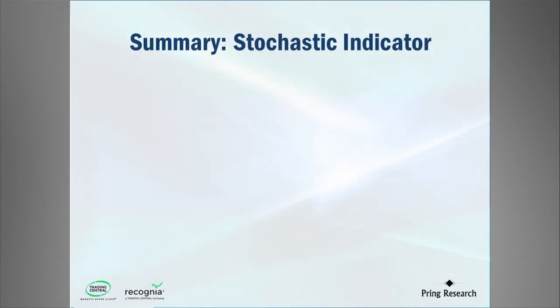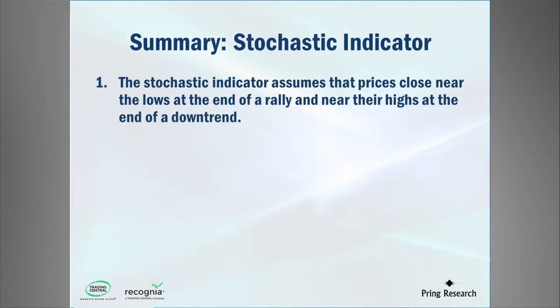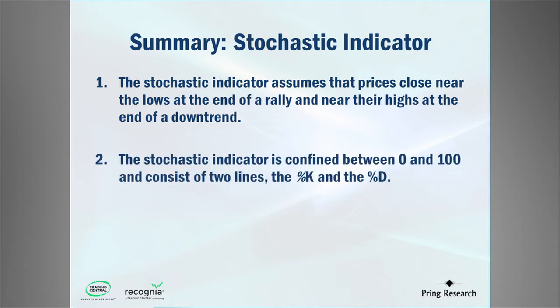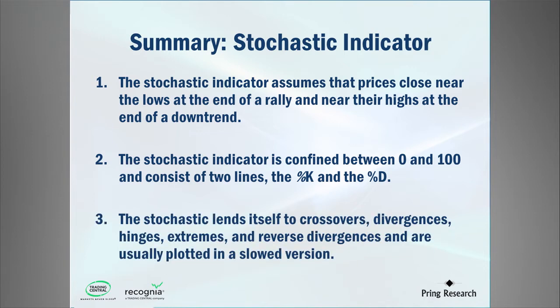Summary for stochastics. 1. The stochastic indicator assumes that prices close near the high at the end of a rally and near their lows at the end of a downtrend. 2. The stochastic indicator is confined between 0 and 100 and consists of 2 lines, the %K and the %D. And 3. The stochastics lend themselves to crossovers, divergences, hinges, extremes, and reverse divergences, and are usually plotted in a slowed version.